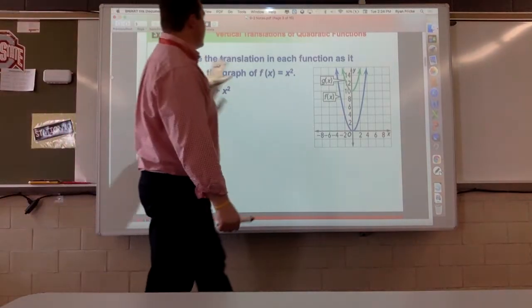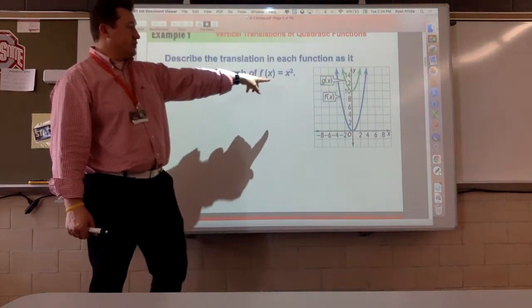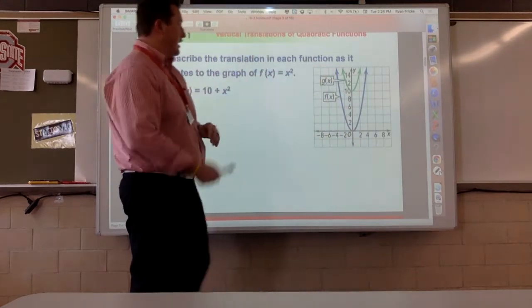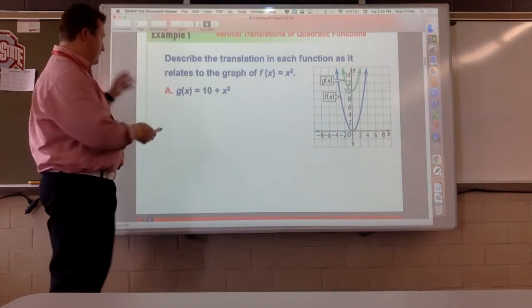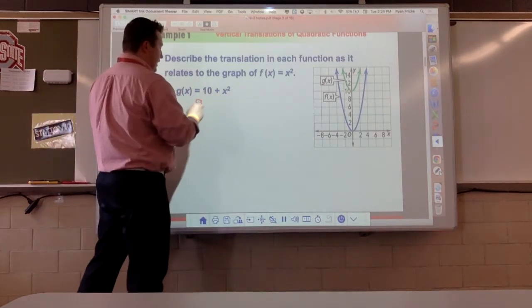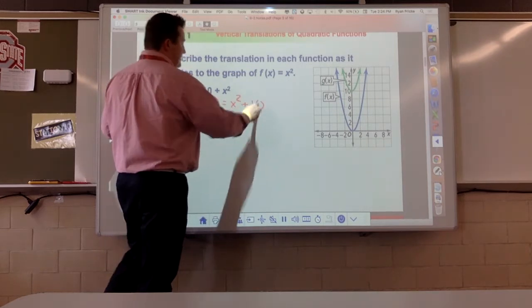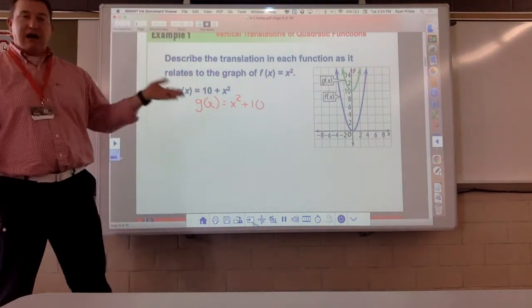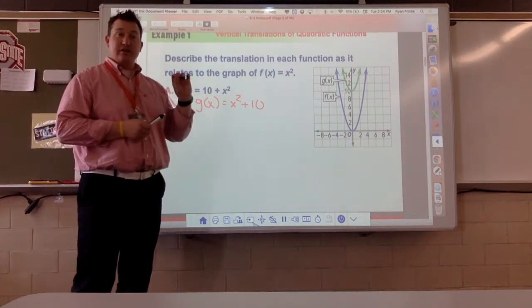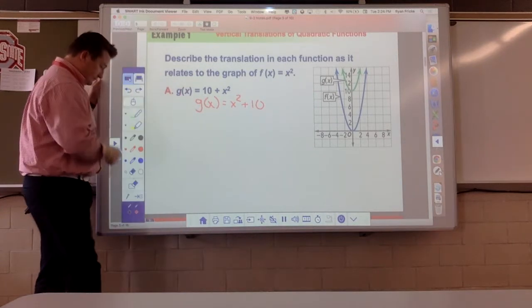Describe each translation as it relates to our parent function again. F of x equals x squared is our parent function. That's the one here in blue. So how did the green one change? Well, in this case, now look, some of you are going to freak out. Hey, look, you could also write g of x with x squared and 10 second. That would be fine, okay? So obviously, maybe now it's easier to see. This function is translated 10 units up, okay? So translated 10 units up, you write that there.